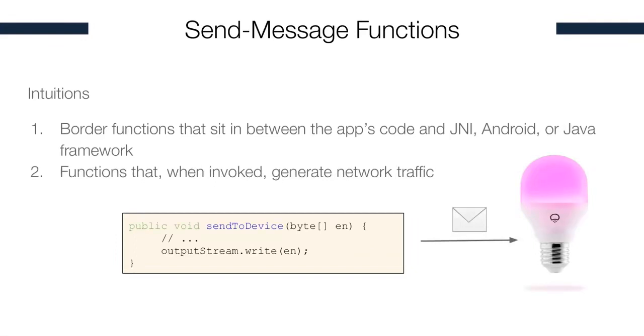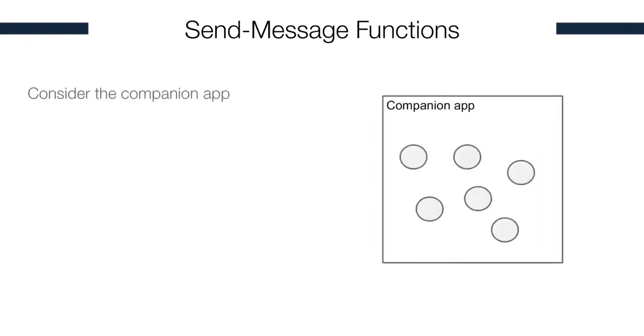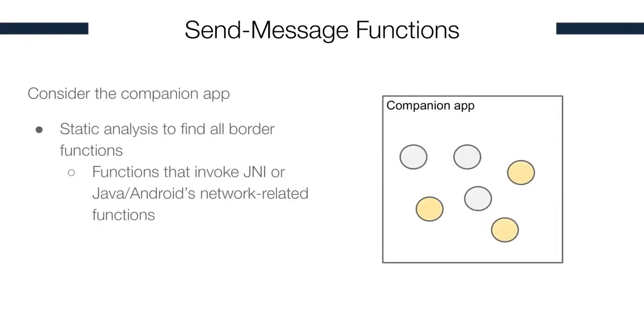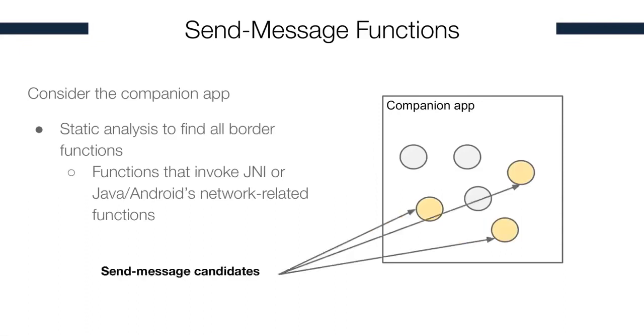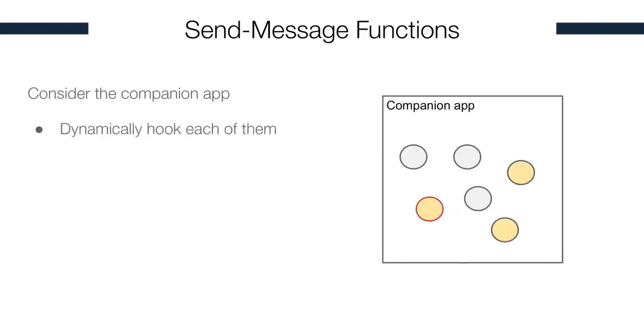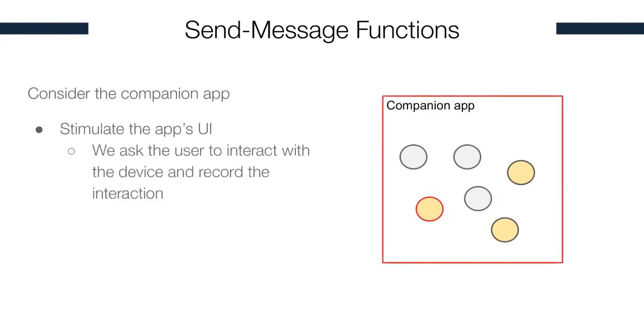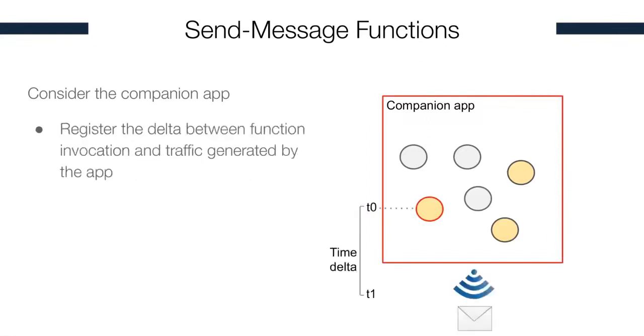Based on these two intuitions, we develop a method using a combination of static and dynamic analysis. First, given a companion app, we use static analysis to identify all the border functions. Basically, these are the functions that invoke JNI or Android network related functions. Once these functions are identified, we mark them as send message candidates. And then we dynamically hook each of these send message candidates. We let the user use the app to communicate with the IoT device. And then for each of these send message candidates, we record the time delta between the app invocation and the time at which a network message is sent.